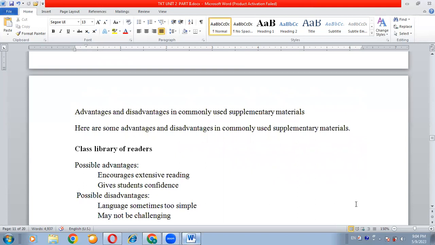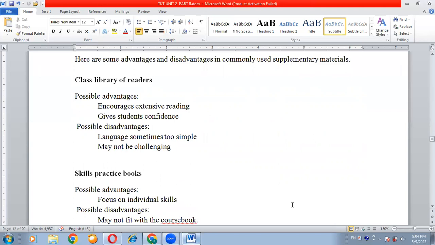Advantages and disadvantages commonly found in supplementary materials. Yes, I mean both sides, we can find advantages and disadvantages. Here are some advantages and disadvantages of commonly used supplementary materials.